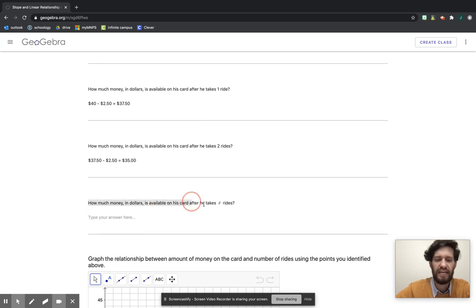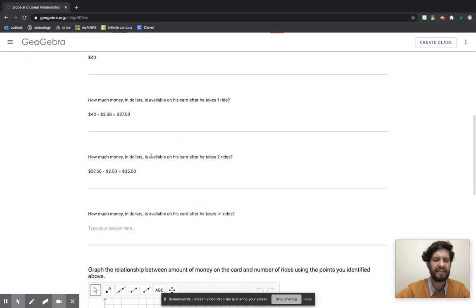So this next question asks us how much money in dollars is available on his card after he takes X number of rides. If you remember from class, we said X is our variable. X tells us we can put any number of rides into this problem and still get the same answer. So let's see, how much money in dollars is available on his card after he takes X rides?